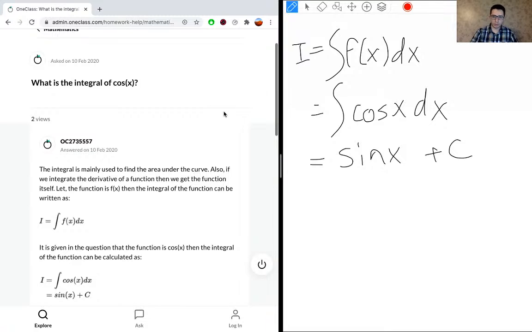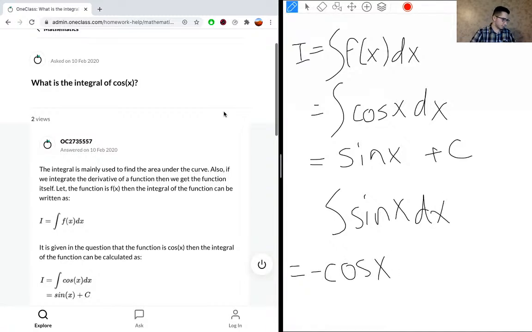So also, if we take the derivative of sin x, we would get cos x. Additionally, if we take the integral of sin x, we would actually get negative cos x. And then if we took the derivative of cos x, we would get negative sin x. So this is just an important integral to memorize.